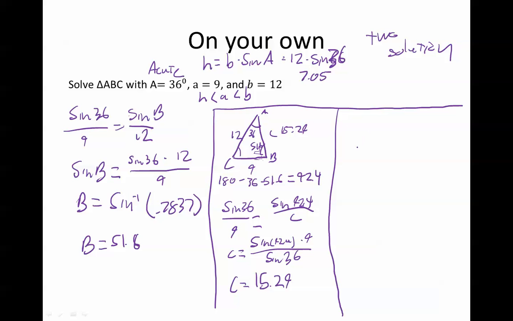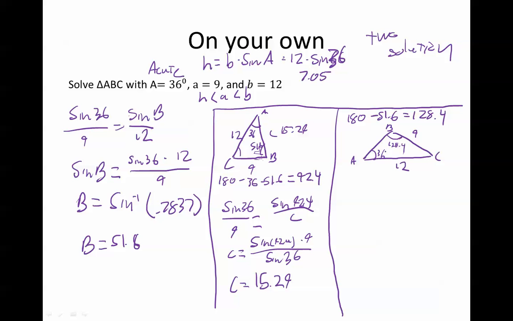Now remember, the other triangle we create by taking this 51.6 and subtracting it from 180. So this angle over here is 180 minus 51.6, which is 128.4. Now, I can draw this triangle. So this is a 128.4 angle right here. And I've got the same A angle of 36. So this is A, B, and C. And that's 12. And this is 9.